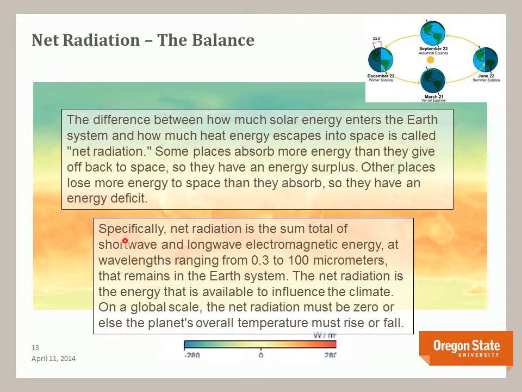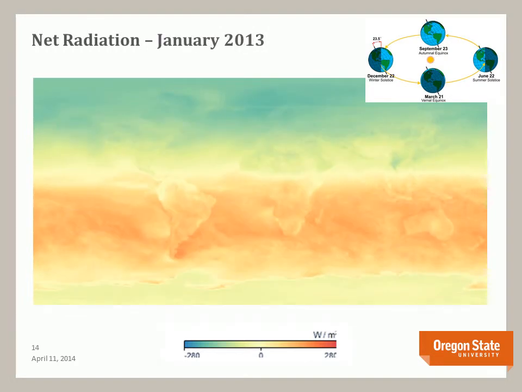Now some more definitions. Specifically, net radiation is the sum total of short wavelength and long wavelength electromagnetic energy at wavelengths ranging from 0.3 to 100 micrometers that remains in the Earth's system. The net radiation is the energy that's available to influence the climate and weather. On a global scale, the net radiation must be zero, or else the planet's overall temperatures must rise or fall. And so if we're messing with our energy balance, we can influence the climate.